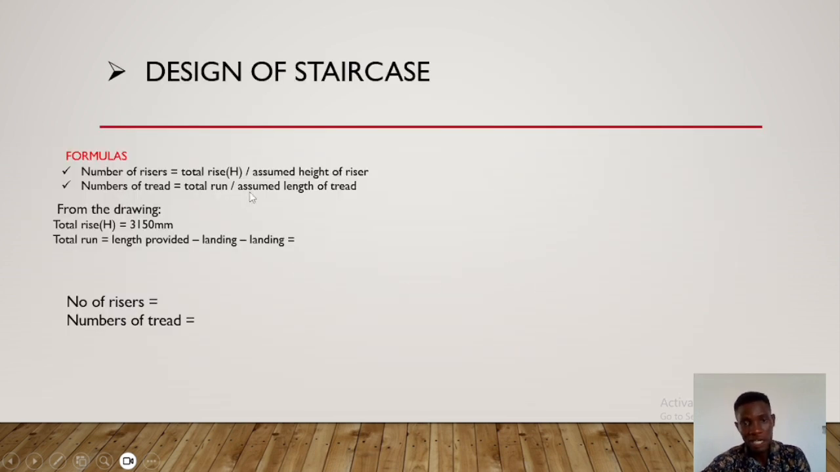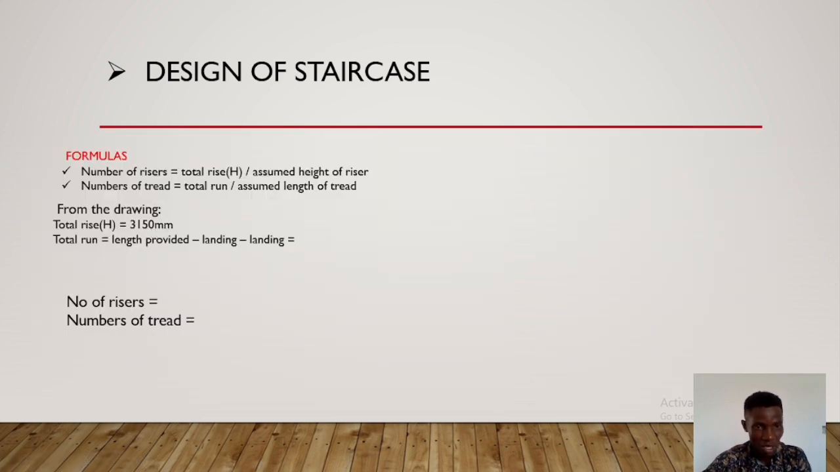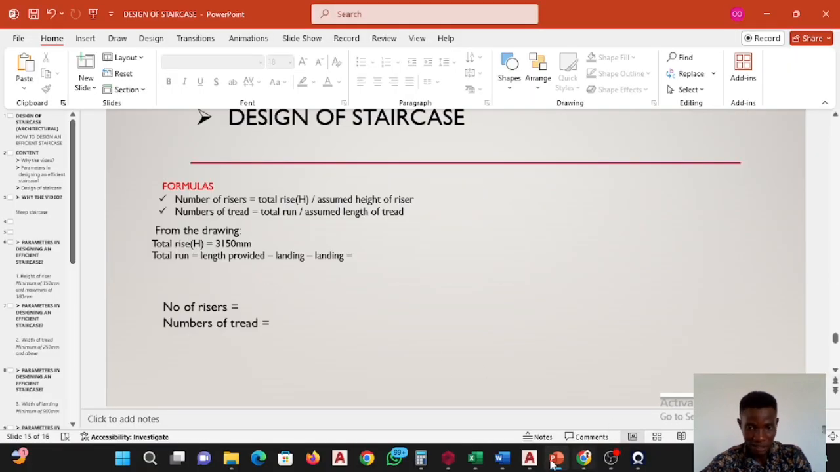So the total run divided by the assumed length of thread. These are the formulas we are going to be using. Now from the drawing, we have the total height to be 3,150, just like I showed you, and we have the total run to be, just like I just explained, the length provided minus a landing minus the second landing. You understand? So let me take you to AutoCAD and let's start our design from there.